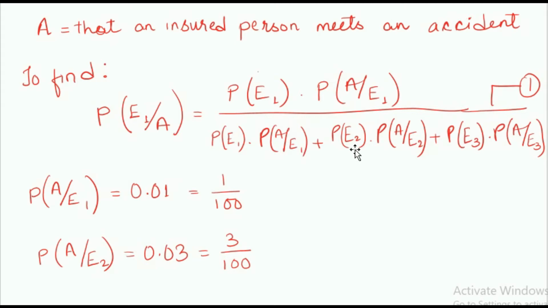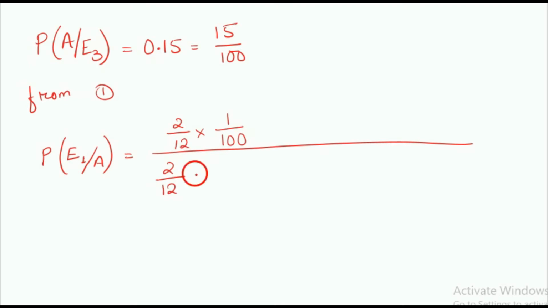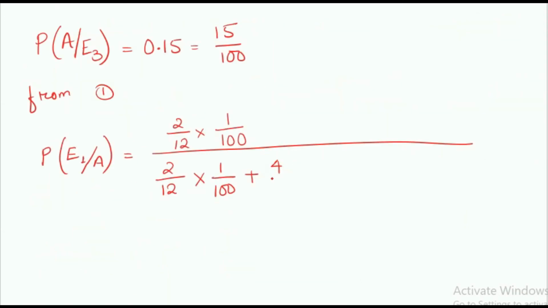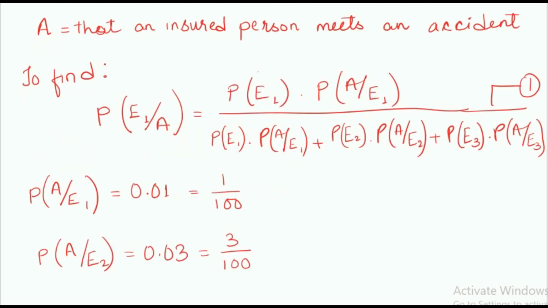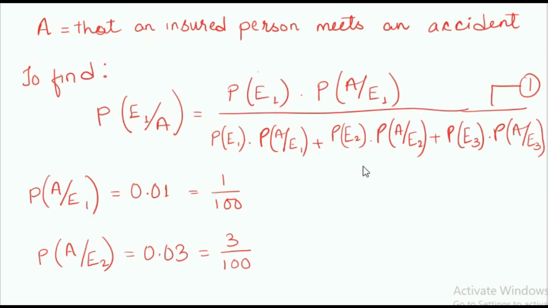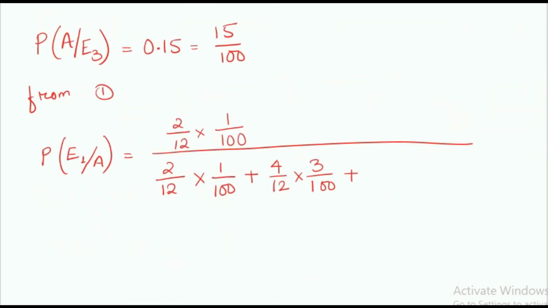probability of E1 into probability of A given E1 plus probability of E2 into probability of A given E2. All of them I have found. After I do it, please do it yourself once. What is probability of E2? Probability of E2 is 4 by 12, into probability of A given E2, which is 3 by 100, plus E3. Probability of E3 is 6 by 12, and probability of A given E3, which I found here, is 15 by 100. So this is how you will write.